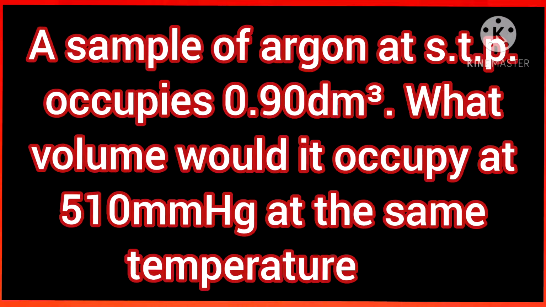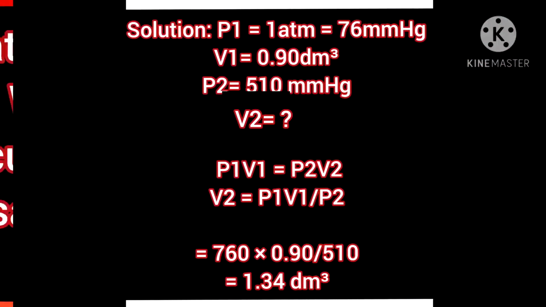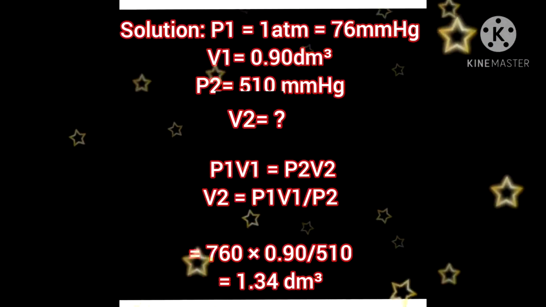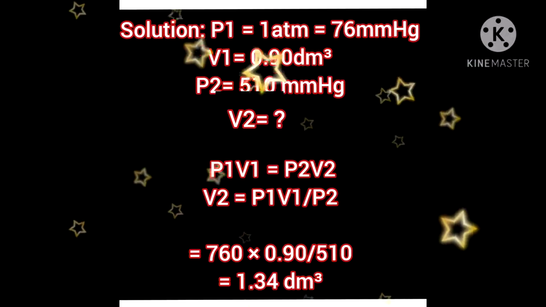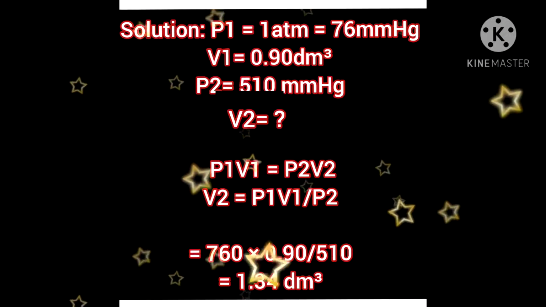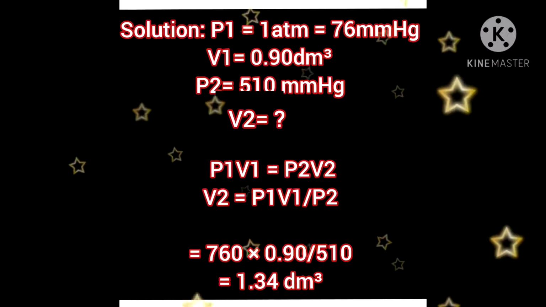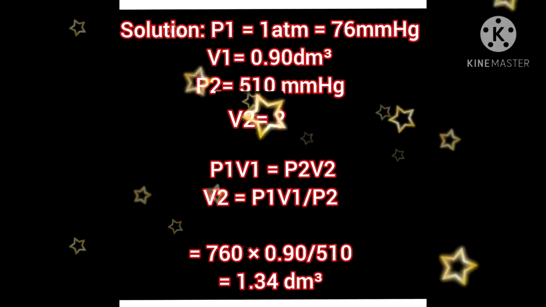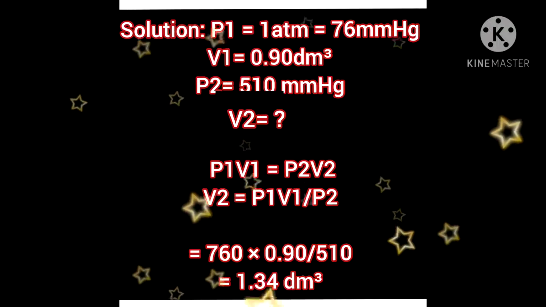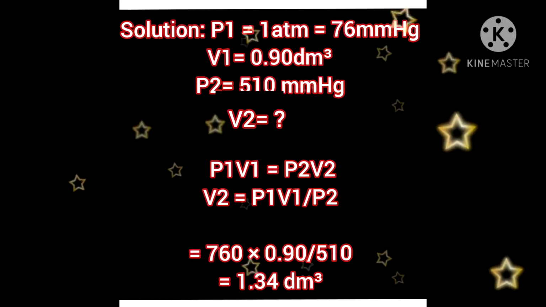Now let's have an example on Boyle's law. A sample of argon at STP occupies 0.90 dm³. What volume would it occupy at 510 millimeter mercury at the same temperature? We see here that the first pressure, P1, is 1 atmosphere. Of course, atmospheric pressure is 1 atmosphere, which is 760 millimeter mercury. V1 is 0.9 dm³. P2 is 510 millimeter mercury. That shows that the pressure has reduced, so we expect the volume to increase, and we're looking for V2.